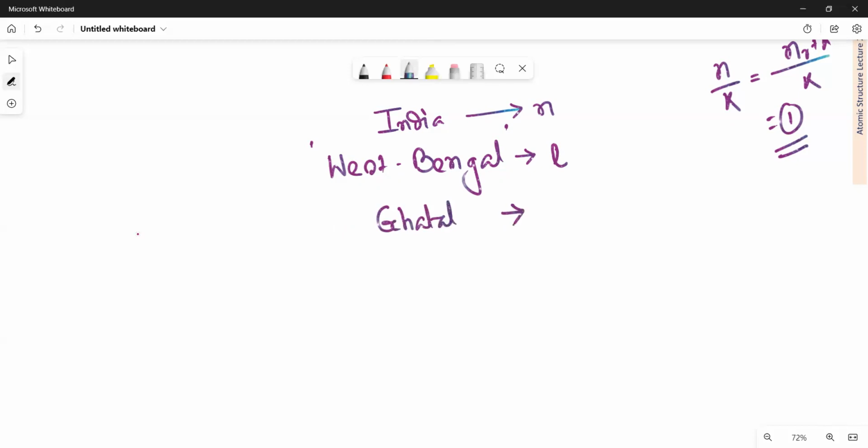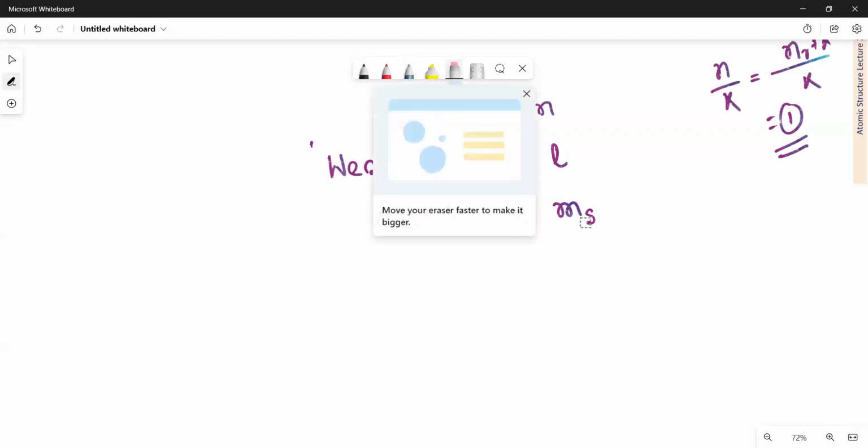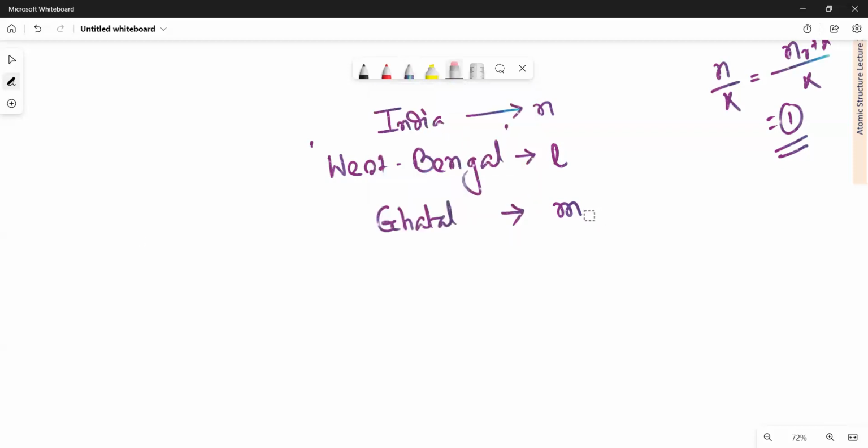Now, what is this Ghatal? It is your magnetic quantum number. Now from Ghatal, you are telling some Pushpata or something.